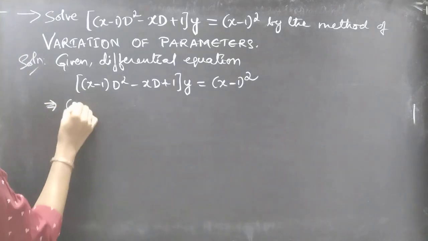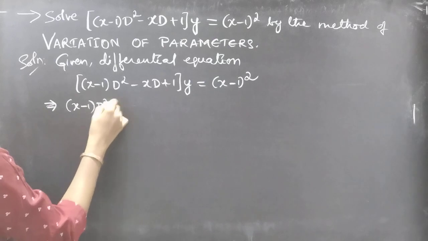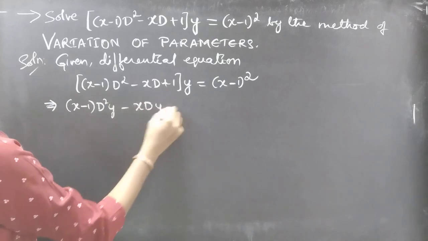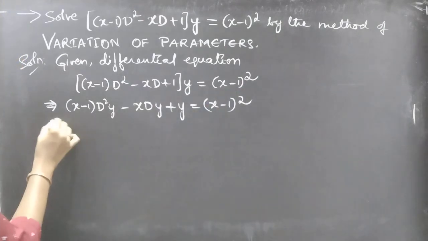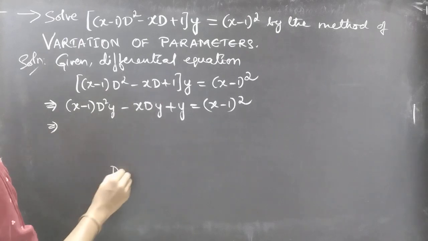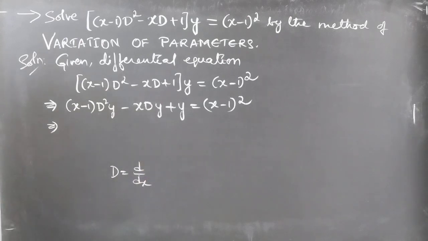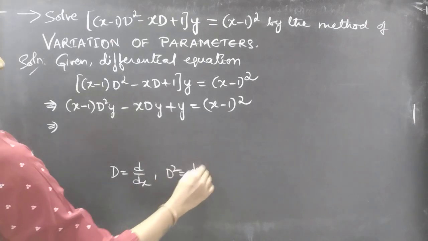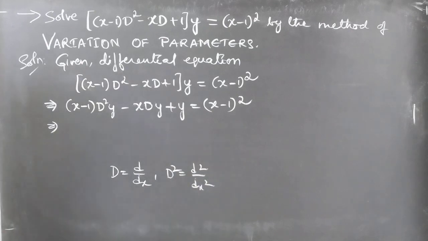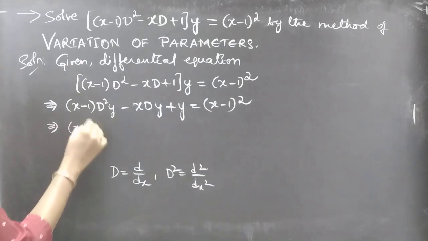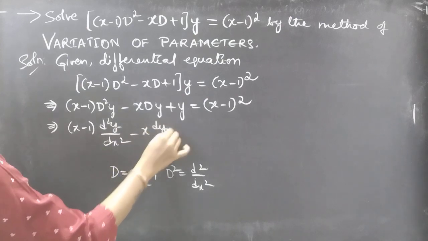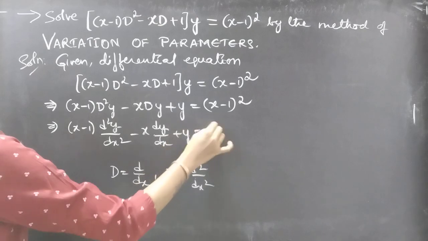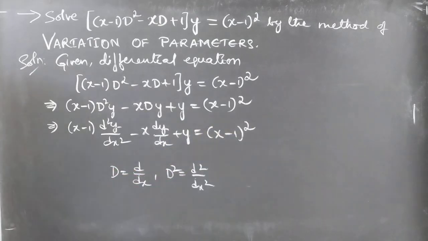Now we can write this as (x minus 1) D squared y minus x Dy plus y equal to (x minus 1) whole squared. We know that D is a differential operator whose independent variable is x, then D squared will be d squared by dx squared, right? So we'll write D squared y as d squared y by dx squared, minus x into dy by dx plus y equal to (x minus 1) whole squared, right?